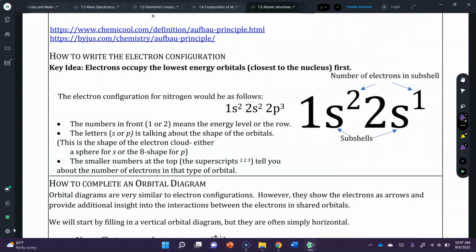Okay, so how do we write the electron configuration? Oop, I thought that was a highlighter. Still not a highlighter.